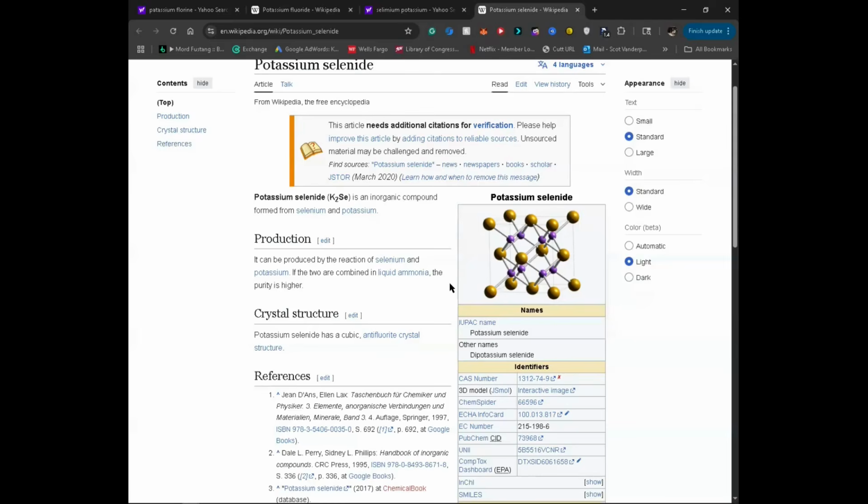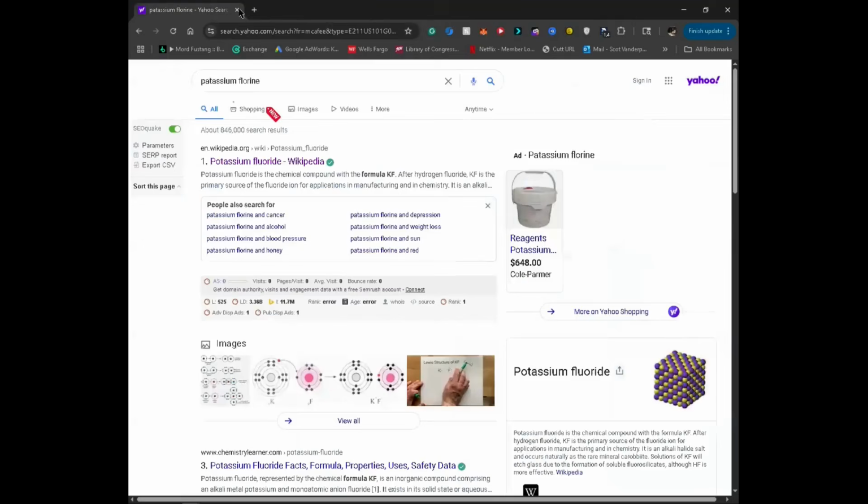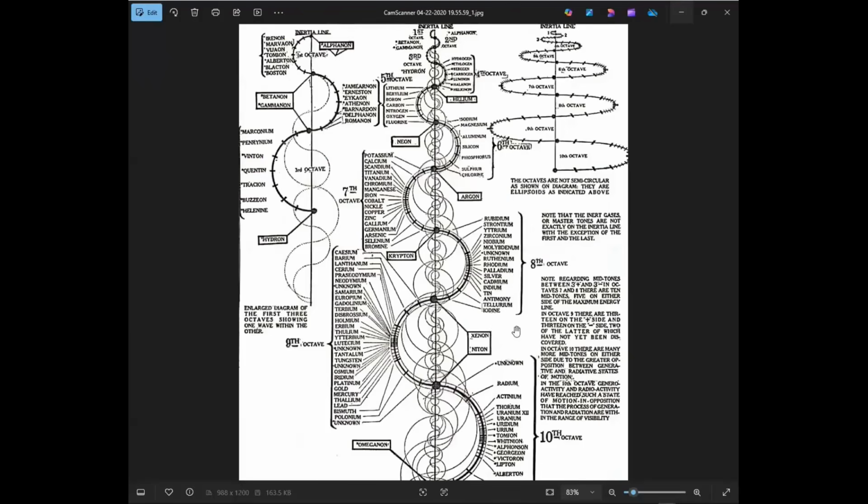It's amazing, and I could just see that in the periodic table. So that was a nice little proof of Walter's concept right there.